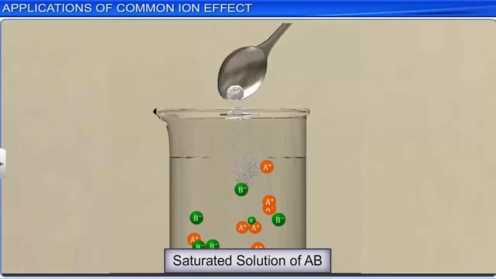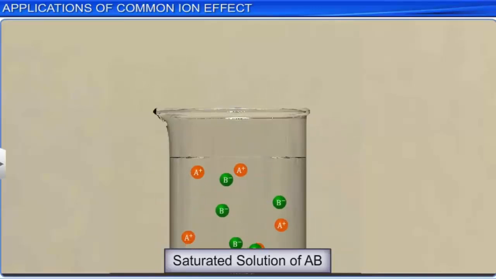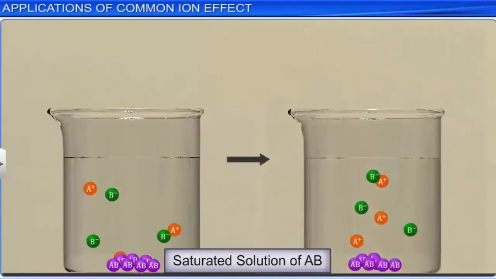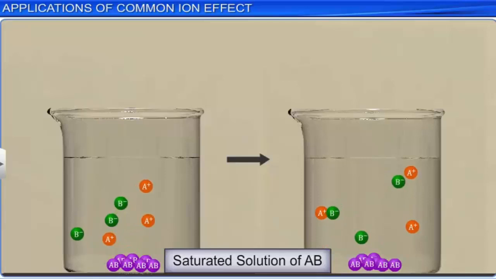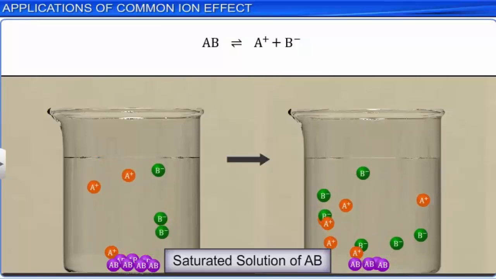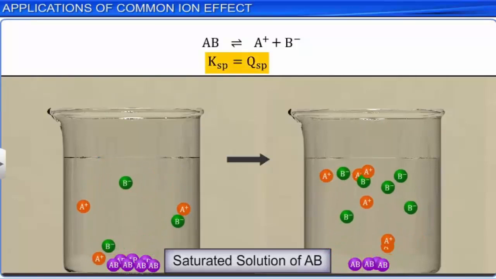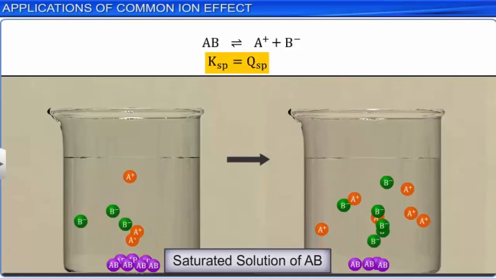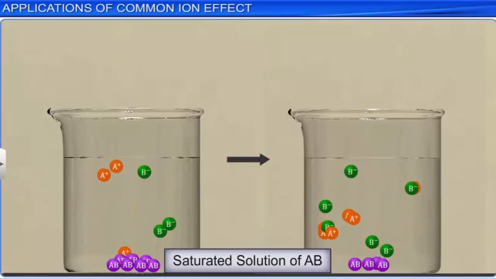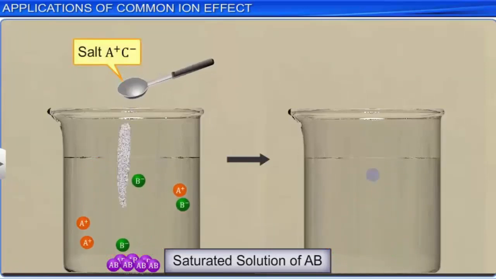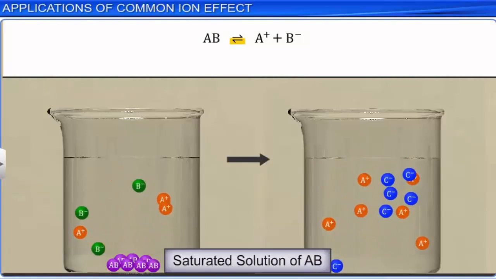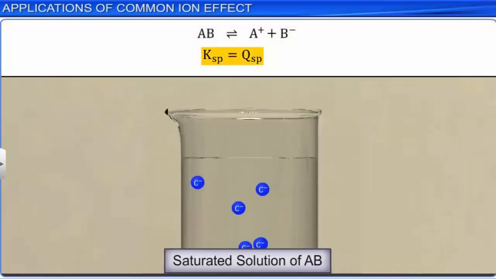You have learned that in a saturated solution, if the concentration of any one of the ions is decreased, then, as per the Le Chatelier principle, more salt dissolves and the equilibrium shifts towards the right till Ksp becomes equal to Qsp. On the other hand, if the concentration of any one of the ions is increased by adding an electrolyte, then the equilibrium shifts towards the left according to the Le Chatelier principle till Ksp becomes equal to Qsp.